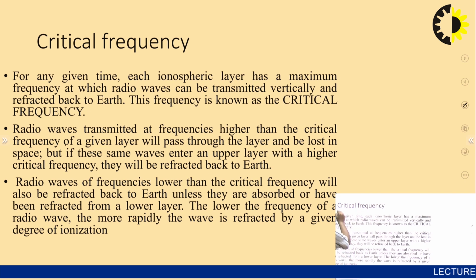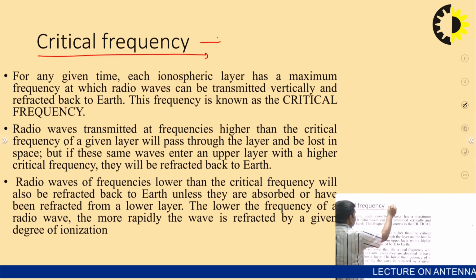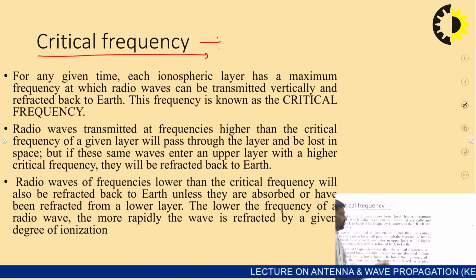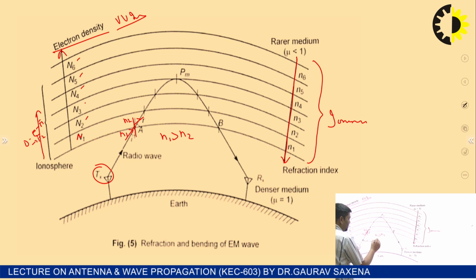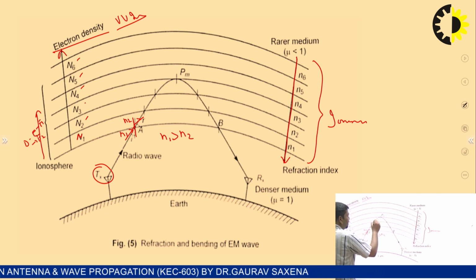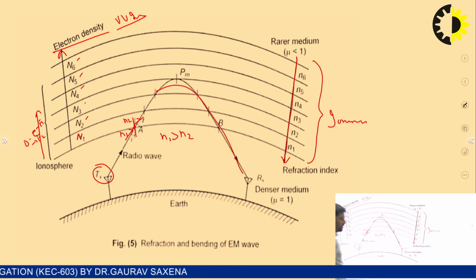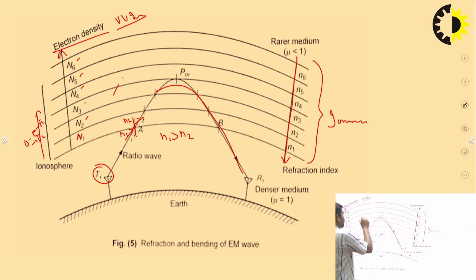Some important phenomena and definitions we have to learn in this unit. The first one is the critical frequency. So what is the critical frequency? It is the maximum frequency which can penetrate that particular medium and be reflected back to the Earth. So this is the critical frequency of that particular layer.